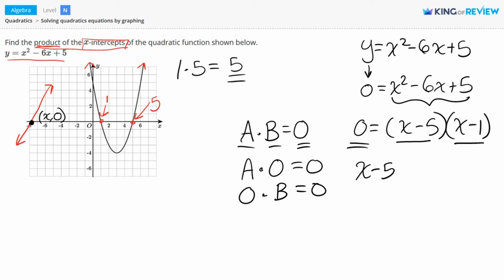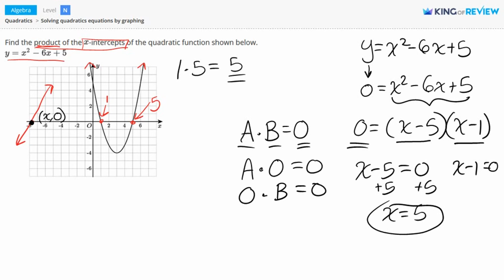x minus 5 equals 0, and x minus 1 equals 0. Now solve for x. I'll add 5 on both sides. This gives me x equals 5, so that's one of our x-intercepts. And I'll add 1 to both sides over here, so I get x equals 1. And 1 is the other x-intercept. And that's what we got over here.